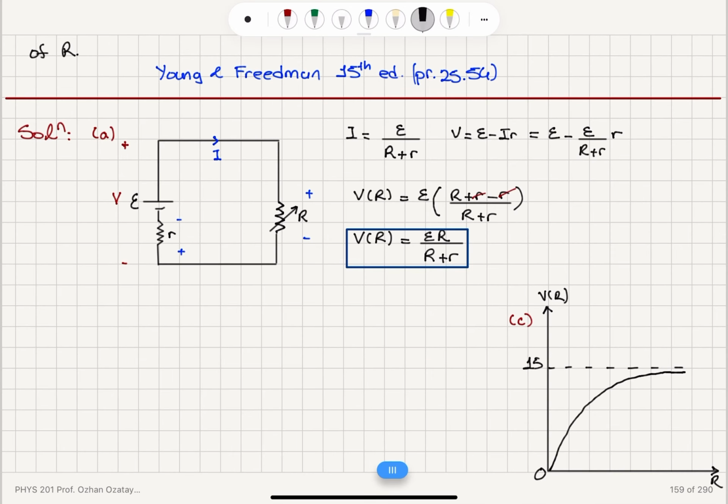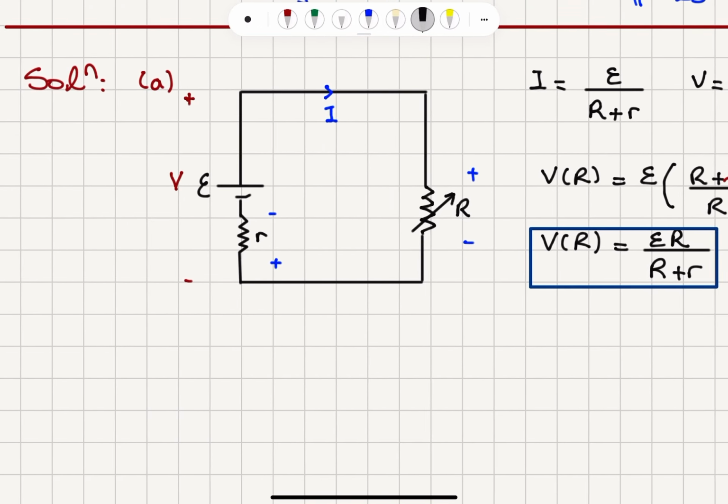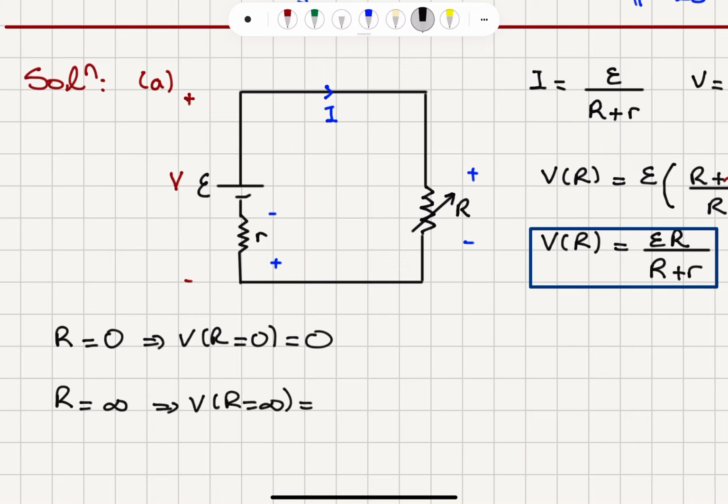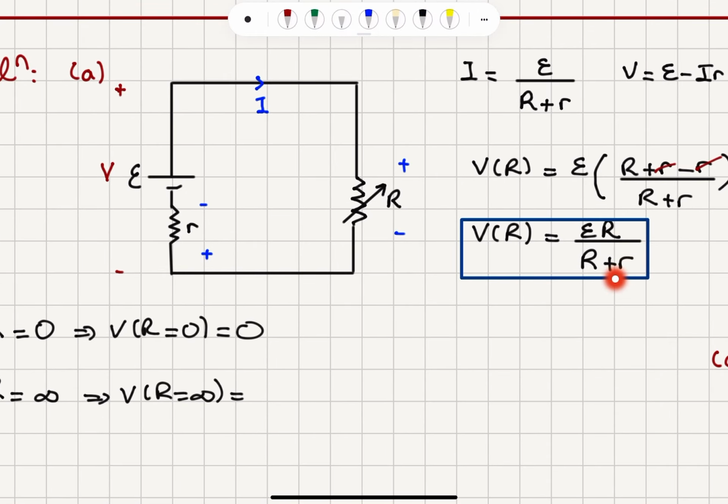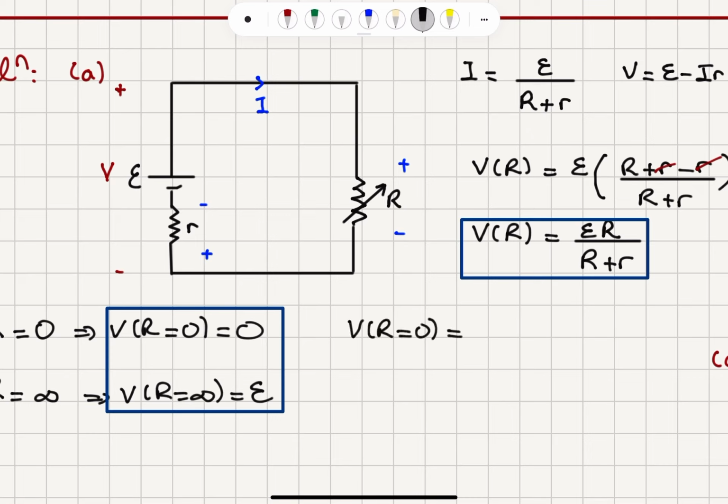Okay, so if I look at these values for R equal to 0, I will see that the potential at R equal to 0 will be 0. If I look at R equal to infinity, then the potential at R equal to infinity will be, because R will be much greater than this r, they will cancel out, and I will be left with epsilon here. So these will be the readings when I go through the range of R. So in numerical value, R equal to 0, I have a 0 volts reading, and R equal to infinity, I have the epsilon reading, which is 15 volts.